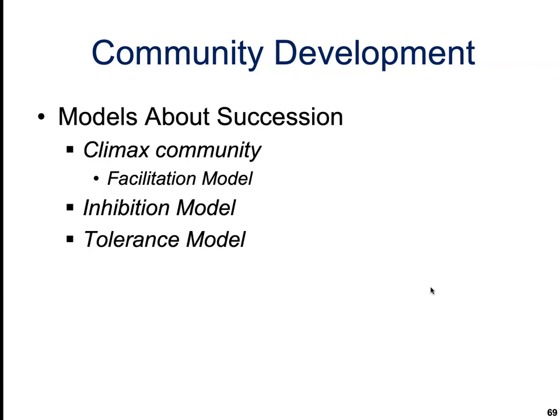And then there's also the tolerance model. This is where different types of plants can colonize an area at the same time. This is where just chance determines which seeds arrive first, and whichever seeds arrive first help pave the way for the remainder species.